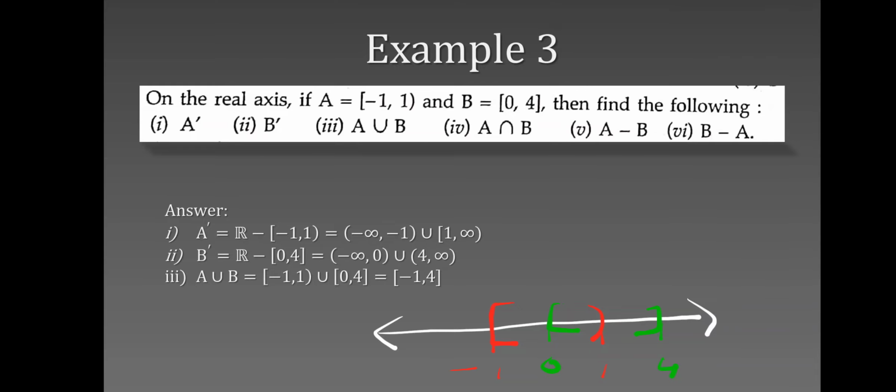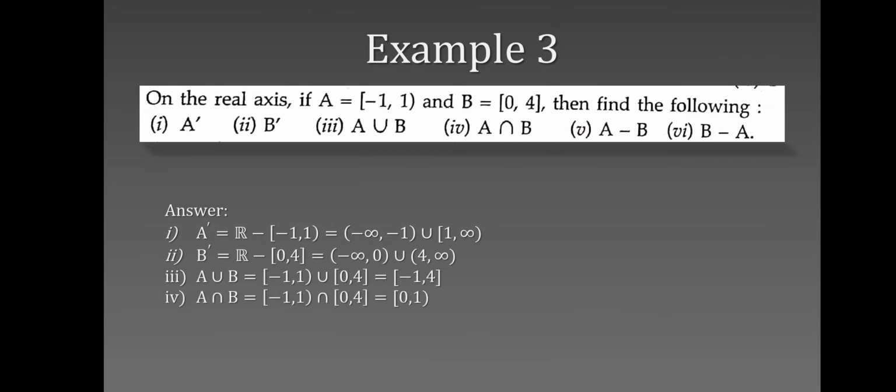Now obviously you can see what is the common portion here. The common portion being this much. This is our common portion, right? So it is closed 0, open 1. So that is my common portion in the two sets, and therefore I can say my A intersection B is minus 1 to 1, intersection 0 to 4, that is closed 0, open 1. Fine.